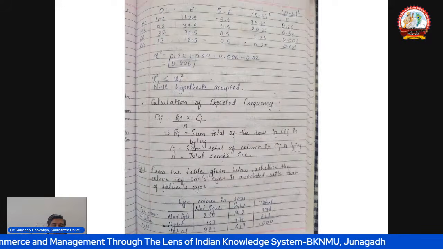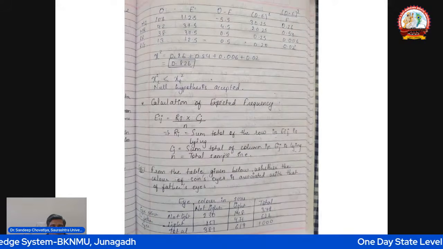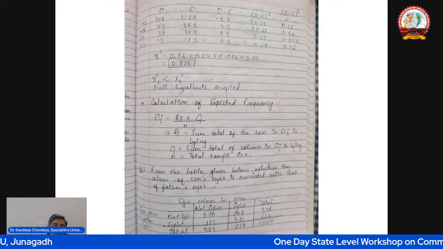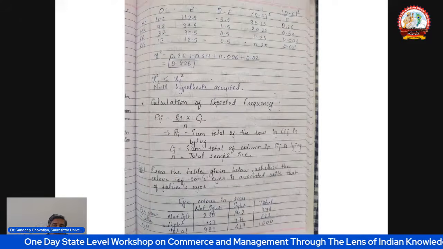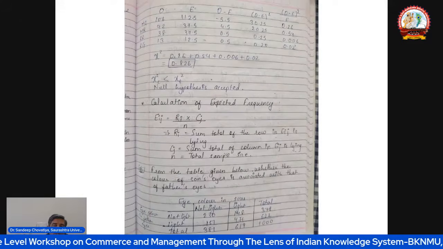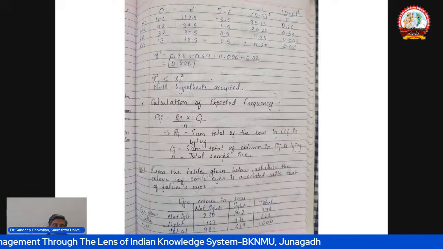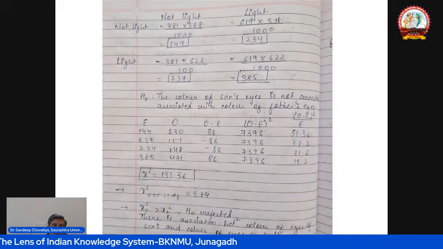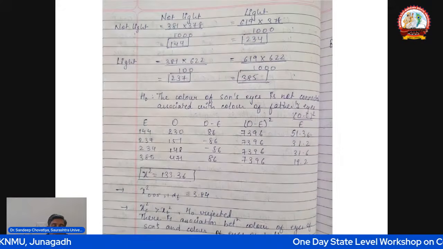Another way to find out the expected frequency is also there. Another formula is the row total multiplied by the column total divided by n. So the sum of the row in the given line and the sum of the column in the given line, and n. So likewise, we also do the example and we find out the chi-square value and compare, and based on that we accept or reject our null hypothesis.